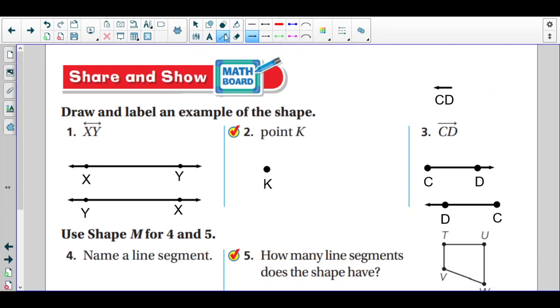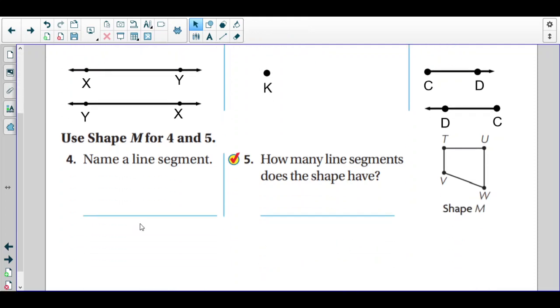But then we have to get some letters changed down here. So for the sake of this, we will just keep it like this. Name a line segment. We could name any one that we wanted here. Let's do line segment NB. And there we go.